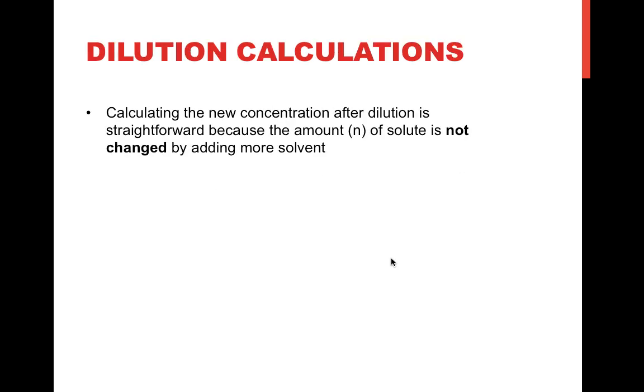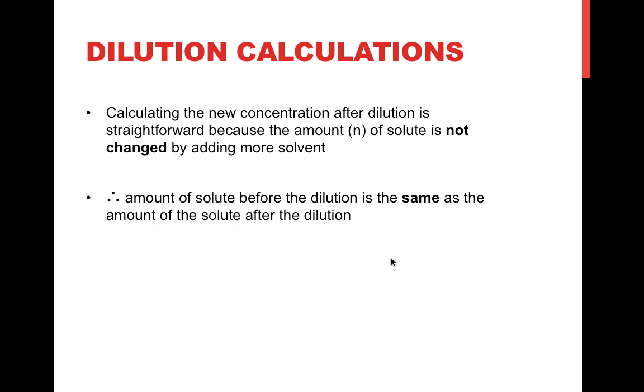What we're going to spend the rest of our time doing is learning how to actually perform calculations involving dilutions. So how do we know how much of the solute we actually need? This is relatively straightforward, because when we're going from a concentrated to a dilute solution, the amount of solute actually doesn't change. All that we're doing is adding more water to it. So the amount of solute before the dilution is the same as the amount of solute after the dilution.